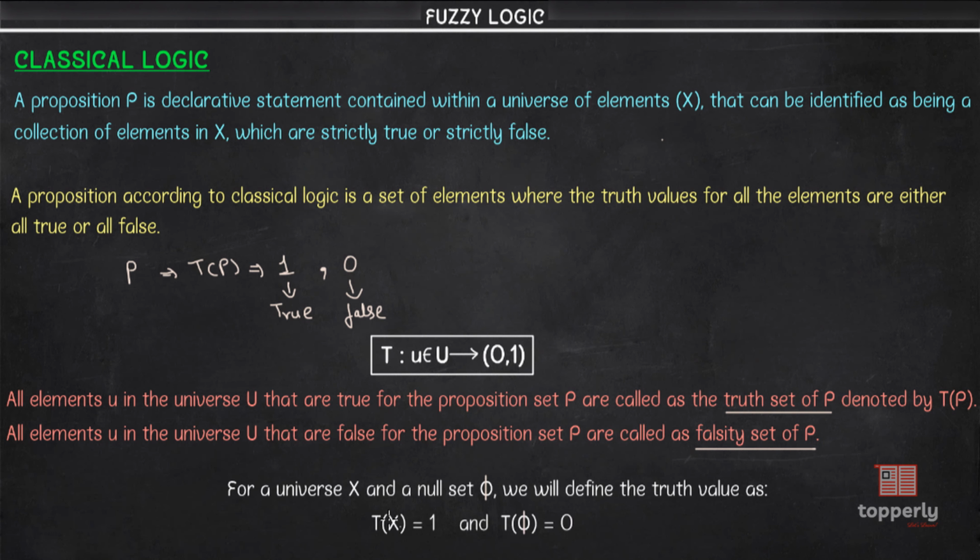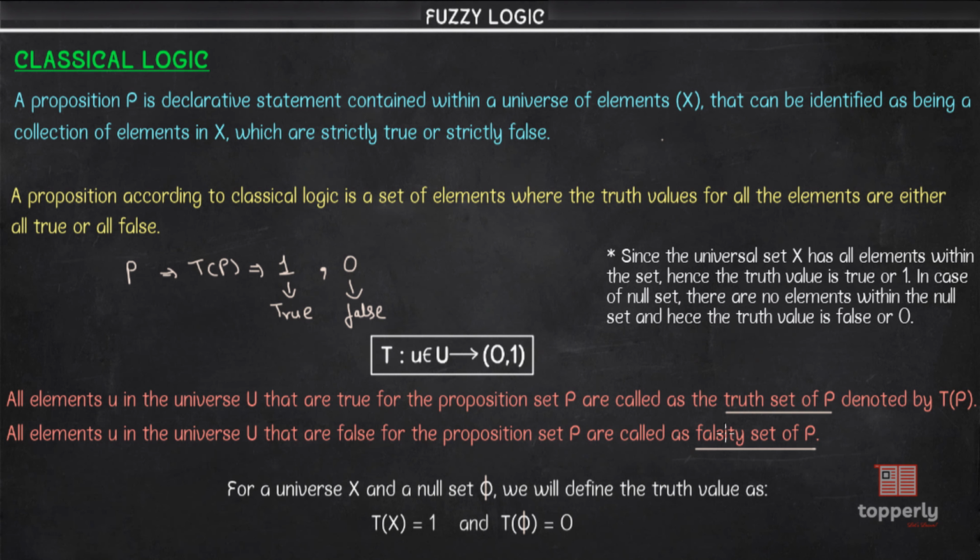Now for a universe X and a null set phi, we define the truth value T of X as equal to 1, as I've mentioned here that if it is the truth set of P, we take the value as 1, and T of phi is equal to 0, as I've shown over here that the falsity set of P will be represented by 0.